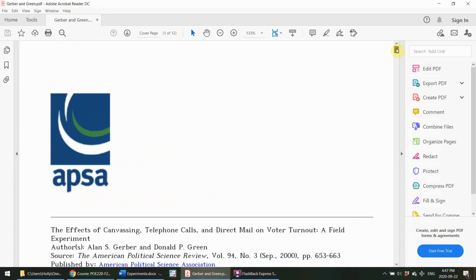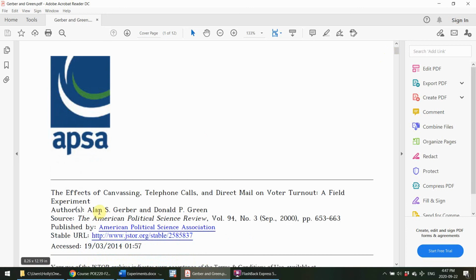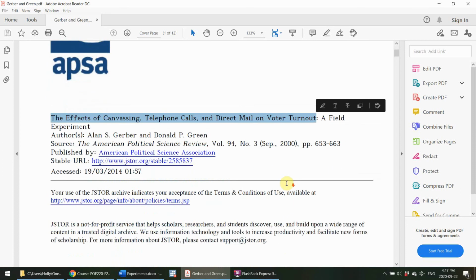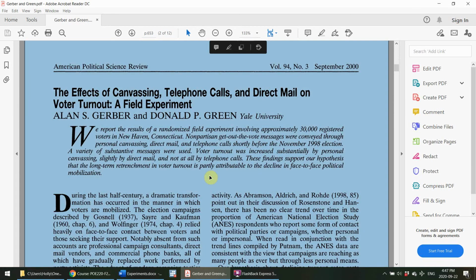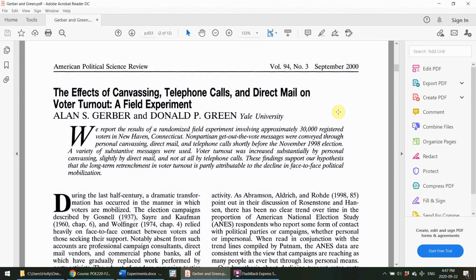So this is one of the more revolutionary ones. This is by Alan Gerber and Donald Green. The Effect of Canvassing, Telephone Calls, and Direct Mail on Voter Turnout: A Field Experiment. Essentially what they did is they're at Yale University, so they were doing this field experiment in New Haven, Connecticut. And essentially they wanted to know if people receive personal canvassing, direct mail, or telephone calls before an election, are they going to be more likely to go out to vote?